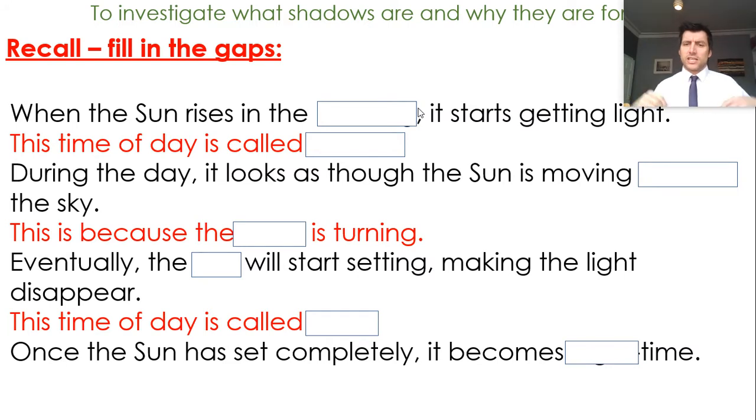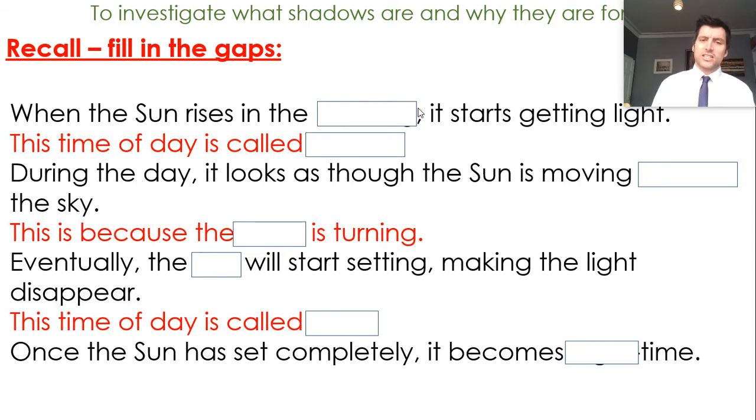When the sun rises in the blank it starts getting light. This time of day is called blank. During the day, it looks as though the sun is moving blank the sky. This is because the blank is turning. Eventually, the blank will start setting, making the light disappear. This time of day is called blank and once the sun has set completely, it becomes blank time.